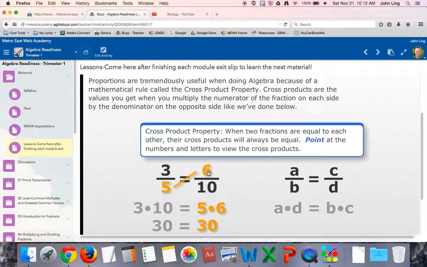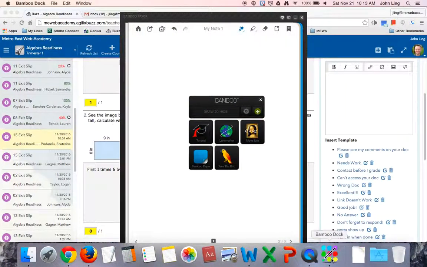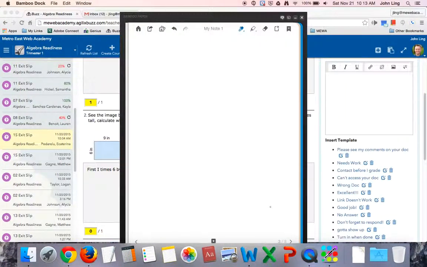All right, so I've got a problem here. I just want to see if we can solve it together. Let's take that and solve for it now. This is kind of using it in the reverse way. So we've got 3/5, and that's proportional to something over 10, but we don't know. We're just going to pretend we don't know what this is. You have problems like this in the exit slip, so you can use that cross product rule to solve for x here.